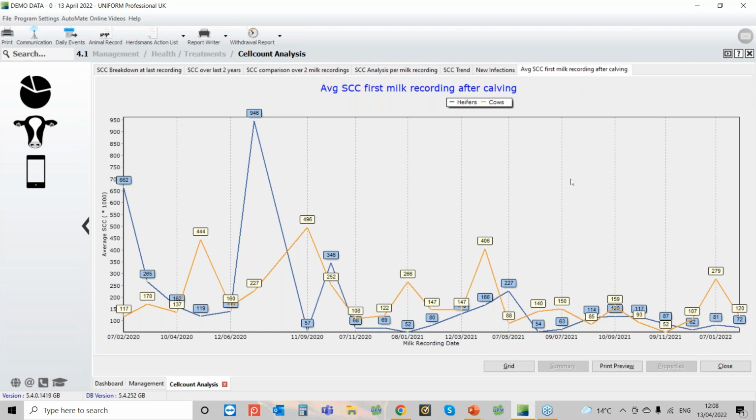So there's a lot of information here. There really is a lot of information. Is there anything else you'd like to see? Yeah, is there anywhere I can see how effective the dry off period has been?